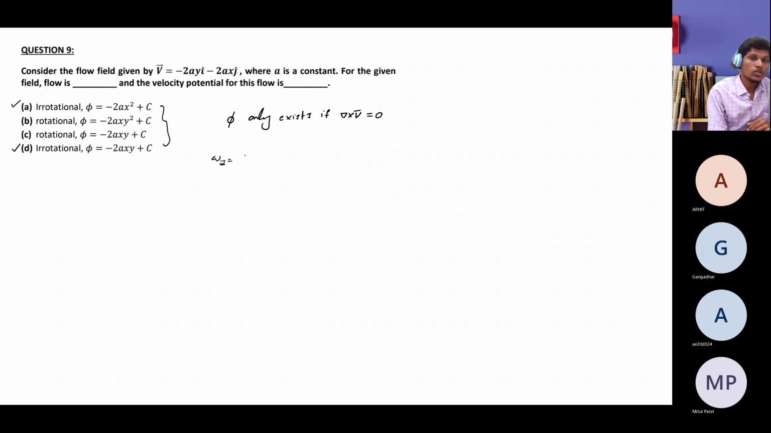For the irrotationality condition, we need to satisfy del cross V bar equals 0. For a two-dimensional case, it will be half of dou V by dou X minus dou U by dou Y. It is the angular velocity we are calculating, which is the same as the irrotationality condition. So if you substitute the V component, that is minus 2AX, and minus dou by dou Y of the U component, 2AY, you will get 0 K cap.